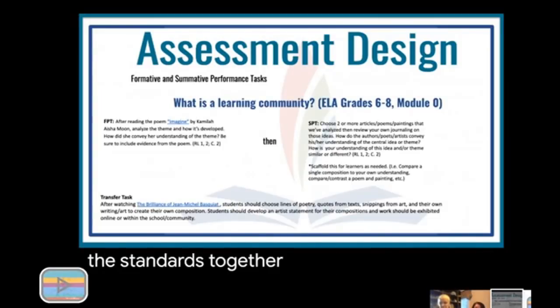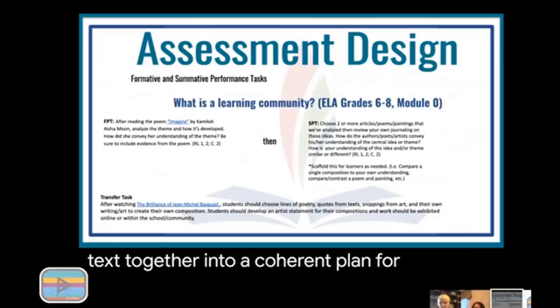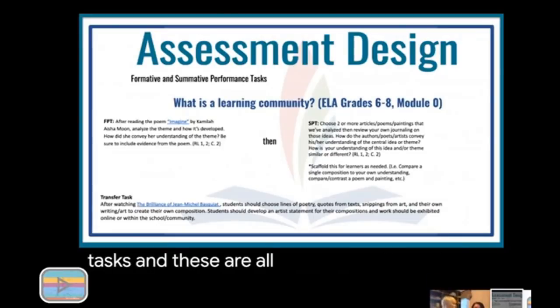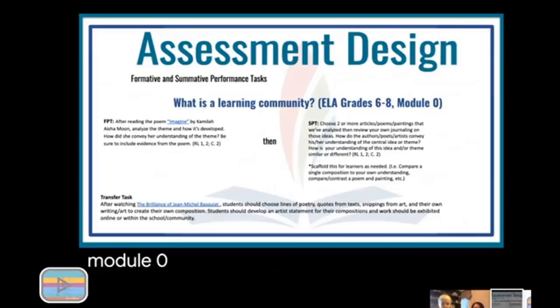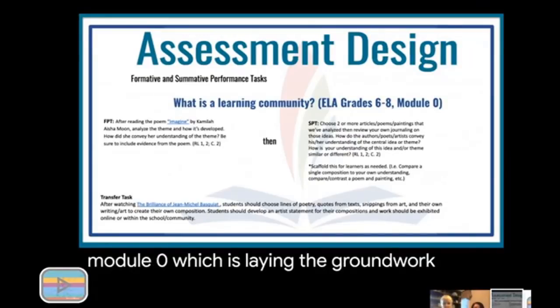and pulling text together into a coherent plan for students. This is an example of how we might structure formative, summative, and transfer tasks. And these are all in the frameworks, and collaborative teams can modify these, use them as examples of rigor. And so this is the one from Module 0, which is laying the groundwork for the year in ELA.